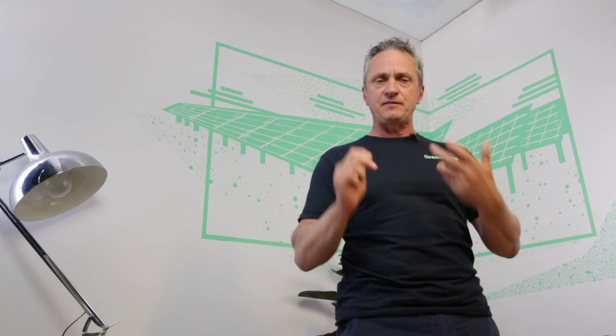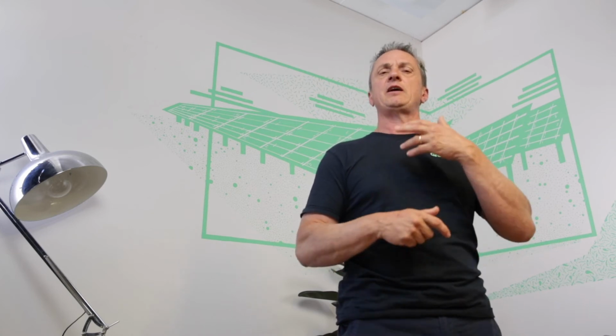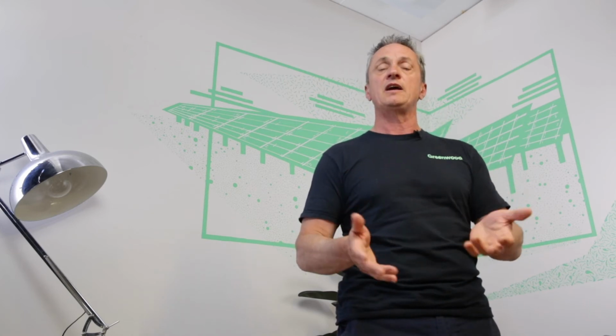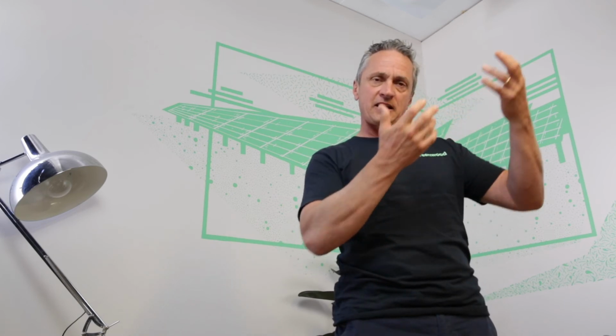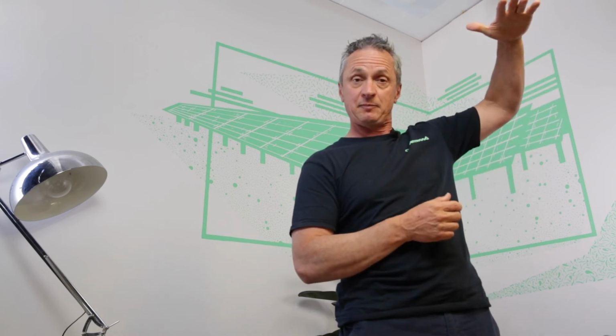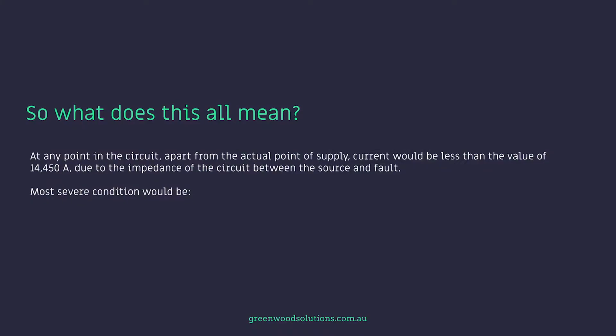Look, it really is quite detailed stuff. You have to get your head around impedance, you have to get your head around prospective short circuit currents, and you have to get your head around some maths in regards to the calculation as you come from the start, being the transformer, all the way down to that last circuit under analysis. So what does this all mean? So at any point in the circuit, apart from the actual point of supply, current would be less than the value of 14,450 amps due to the impedance of the circuit between the source and the fault.